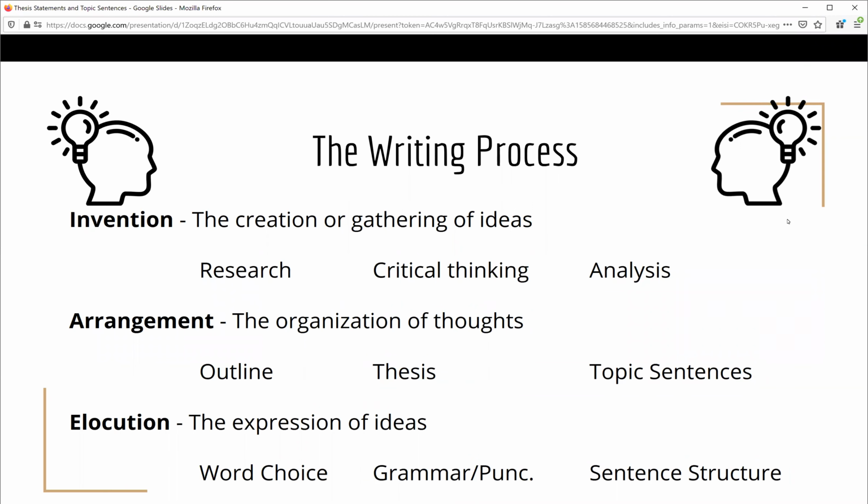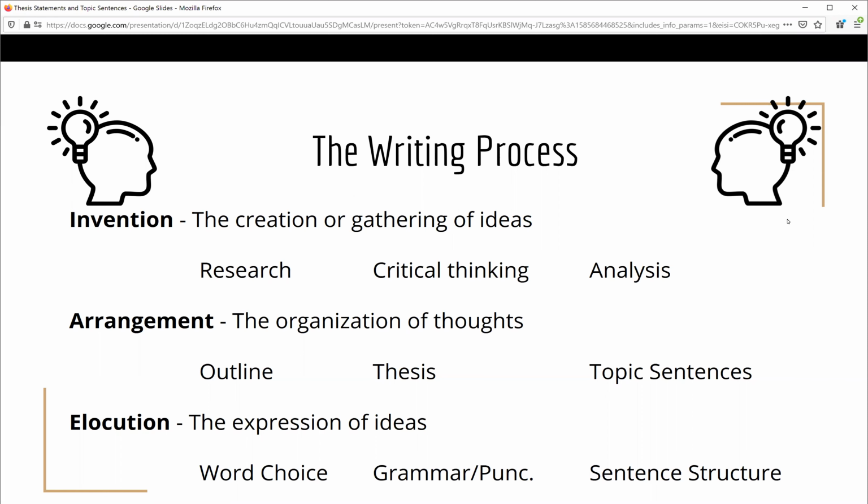Before we focus on thesis statements, let's begin with a quick review of the writing process. When you are working on an essay, keep in mind that there are three major components or parts to writing a paper. The first component is invention, the gathering or creation of ideas. You will do this by researching information and then analyzing it.